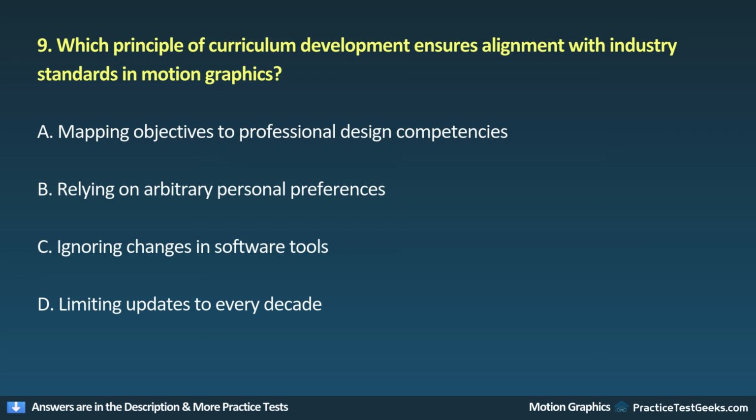9. Which principle of curriculum development ensures alignment with industry standards in motion graphics? A. Mapping objectives to professional design competencies. B. Relying on arbitrary personal preferences. C. Ignoring changes in software tools. D. Limiting updates to every decade.